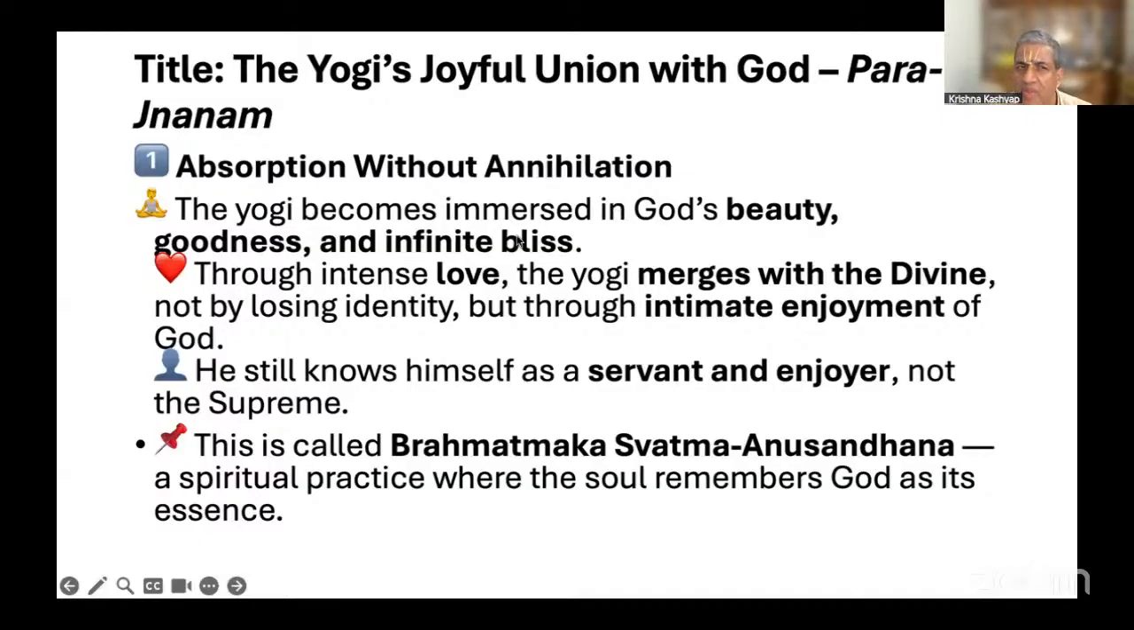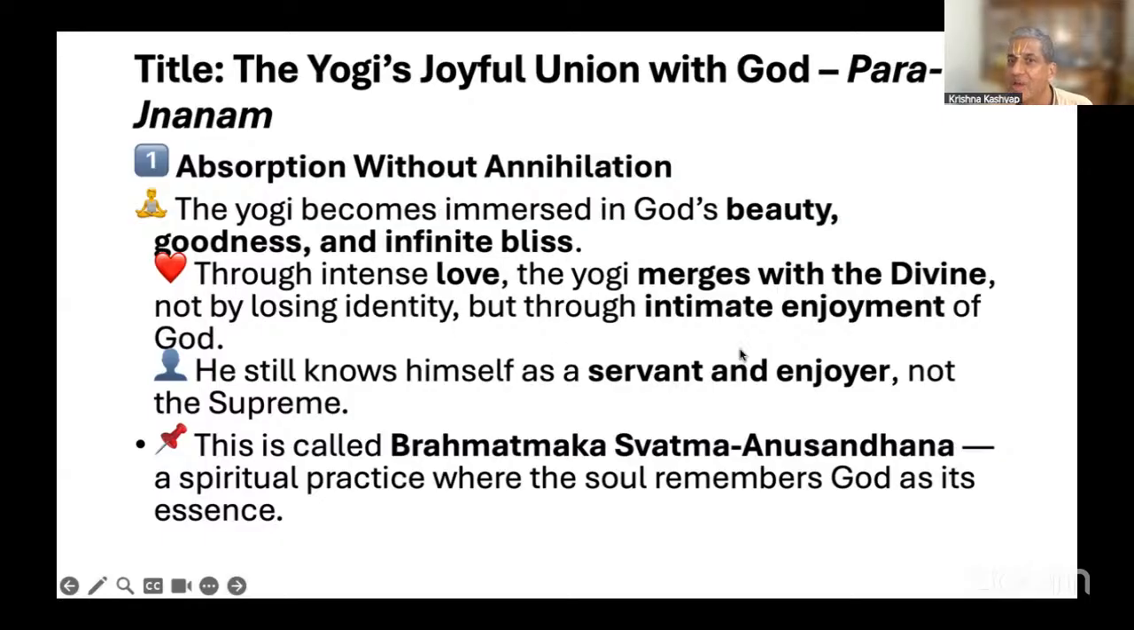The yogi becomes immersed in God's beauty, goodness, and infinite bliss, Satchit Ananda. The person has intense love for God. The yogi merges with the divine, not by losing identity. The person doesn't go away, but through intimate enjoyment of God. And because God is also playing with the devotee, that is the divine Līlā of the Lord himself. He still knows himself as a servant and an enjoyer, not the supreme.